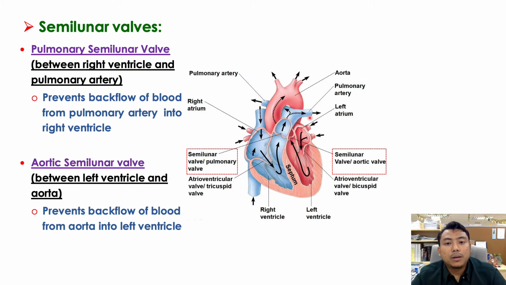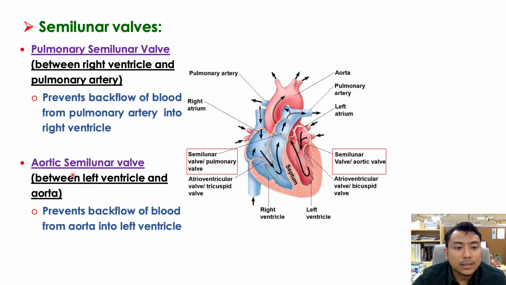Remember, pulmonary artery adalah saluran darah yang nak hantar darah pergi ke lungs, pergi ke paru-paru, and dia datang daripada right ventricle. Okay, and kita pun dah ingat juga tadi kan, right ventricle ni dia punya wall dia lebih nipis, okay, berbanding dengan left ventricle. So prevents the backflow of blood from pulmonary artery into the right ventricle.